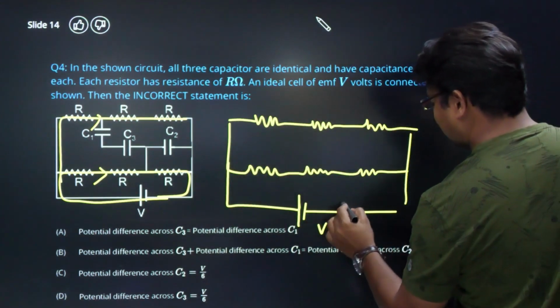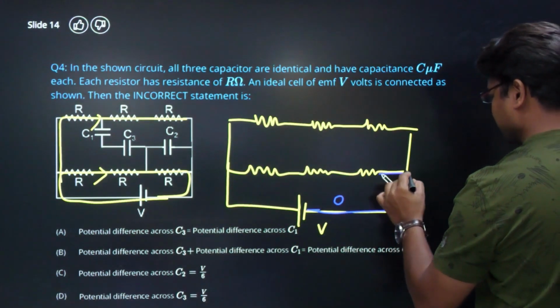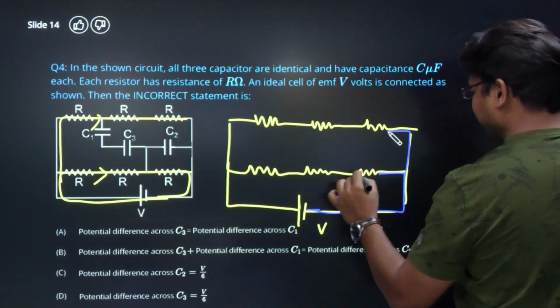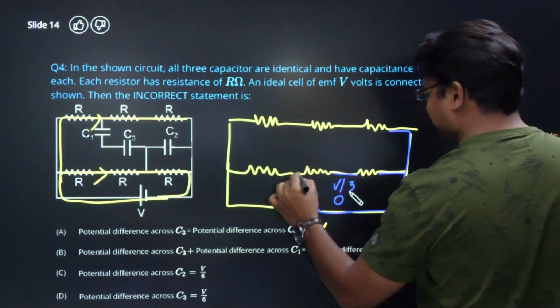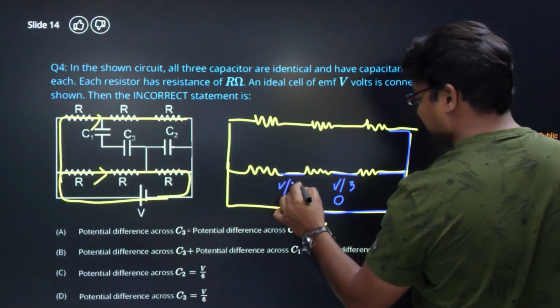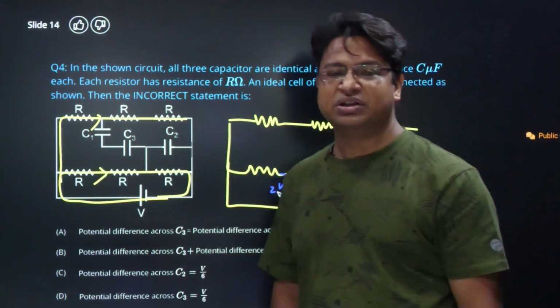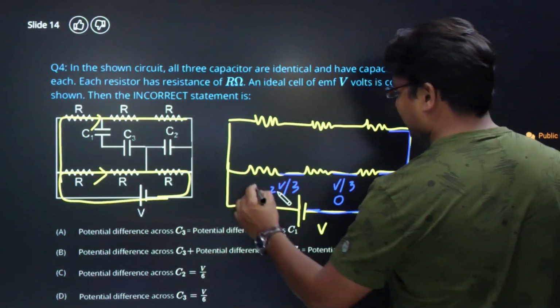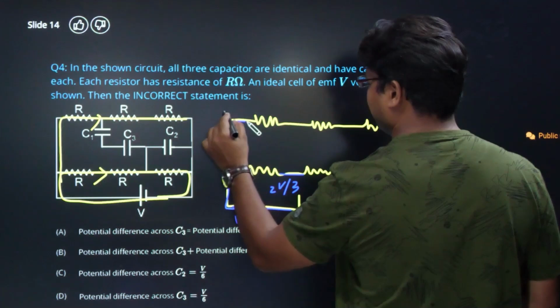Okay, so if I assign a zero potential here, then all these points will be at zero potential. Then this point will be at a potential of V by 3. Alright, this point will be at a potential of 2V by 3, because every time we cross a resistance, there is a potential change of V by 3, and here the potential will of course be V. So all these points have a potential of V.